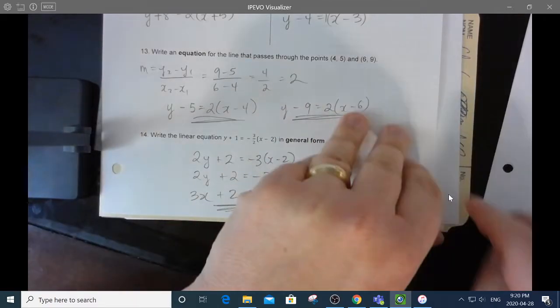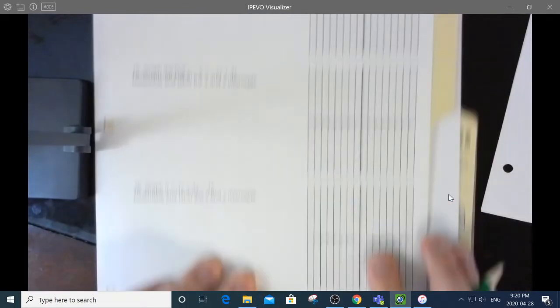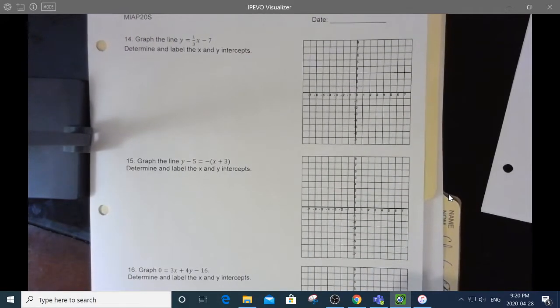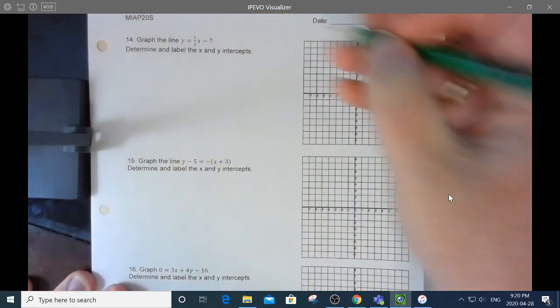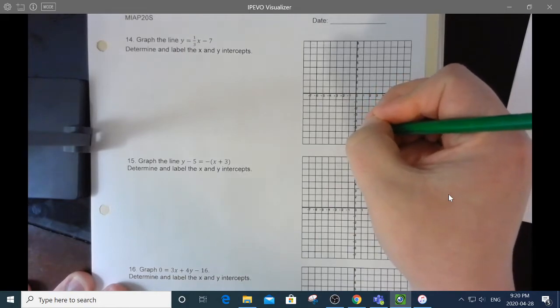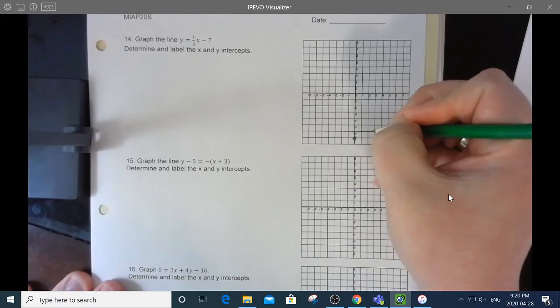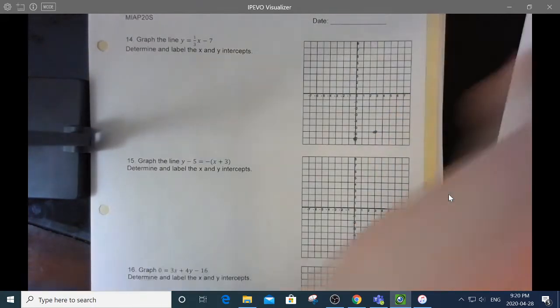Okay, so there's the fourth page. And I think this might be our last page. Some practice graphing. Okay, so graph the line y equals 1/3 x minus 7. So let's see, -7 is the y-intercept. 1, 2, 3, 4, 5, 6, 7. And I have a slope of go up 1 and over 1, 2, 3. So there's that line.